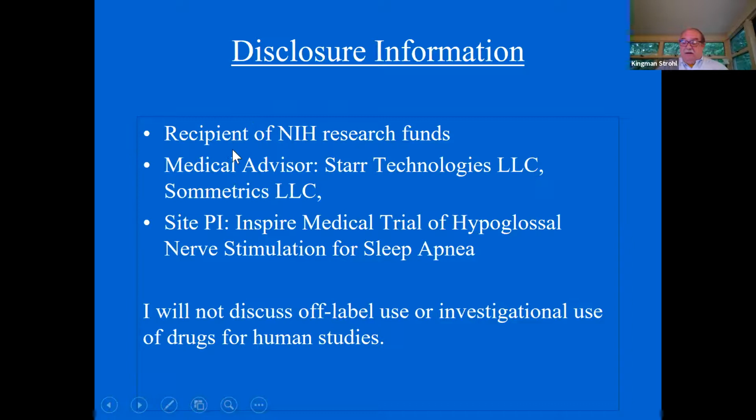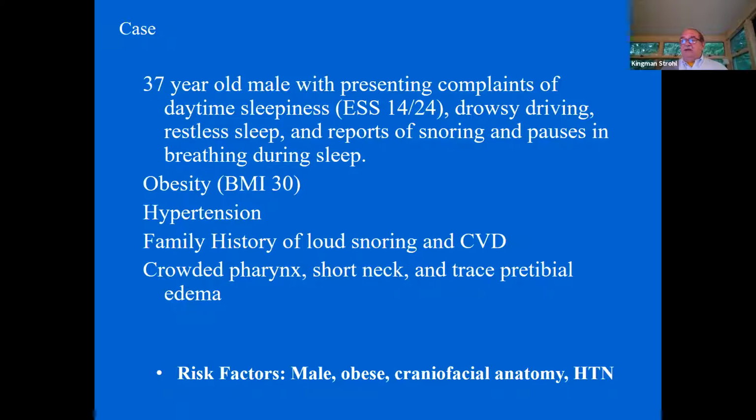In the case, we're going to start off with a 37-year-old male presenting with complaints of daytime sleepiness, drowsy driving, restless sleep, and reports of snoring and pauses during sleep. He is obese, with hypertension, a family history of loud snoring and cardiovascular disease, a crowded pharynx, short neck, and trace pre-tibial edema. So obviously his risk factors would be male sex, obesity, craniofacial anatomy, and hypertension.